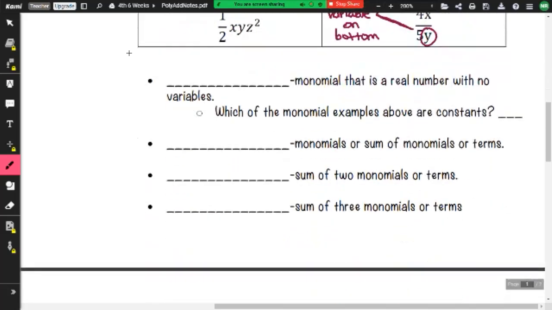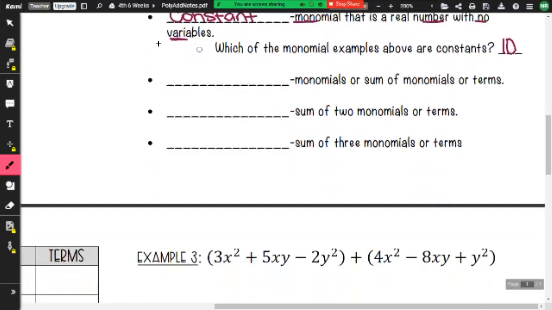So a constant is a specific type of monomial that's a number and no letter, a number and no variable. Which example in the table shows you an example of a constant? Which one is an example of a constant? Look at that table. Which one is the number 10? You have a number, no letter attached to it, the number 10.